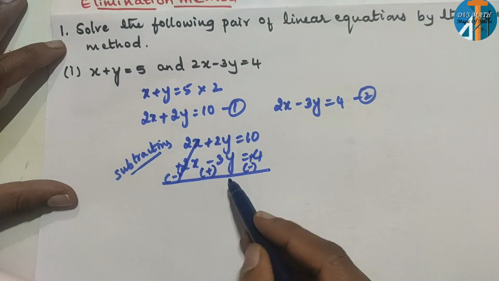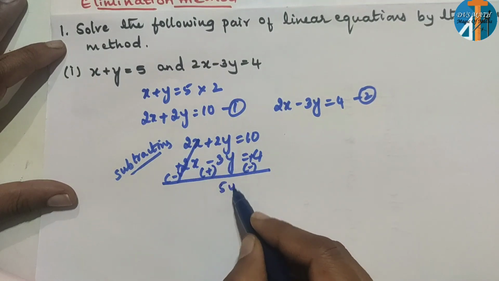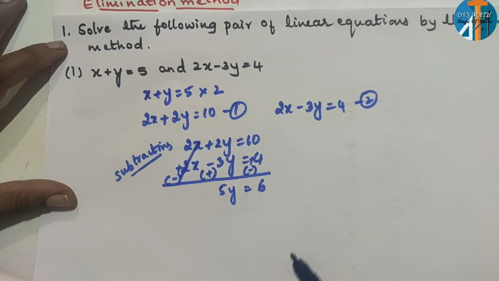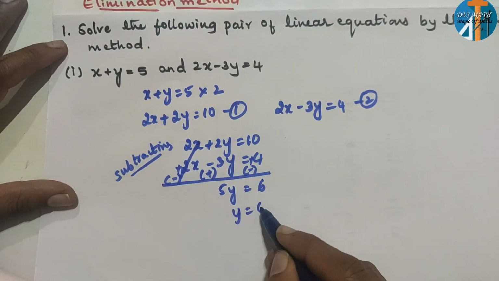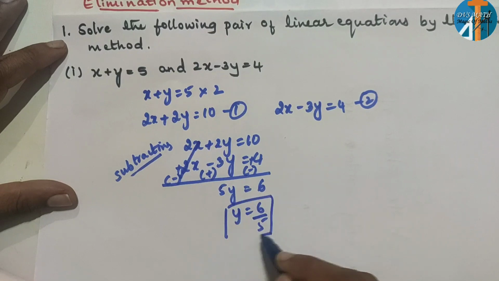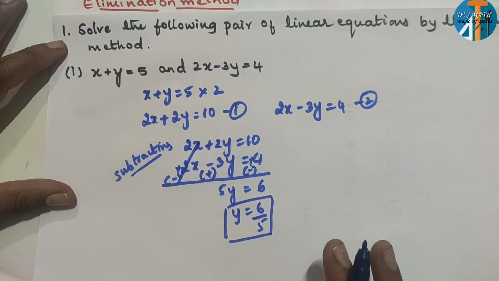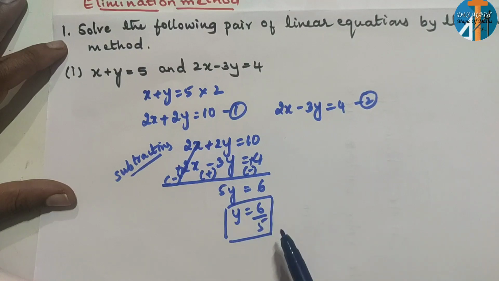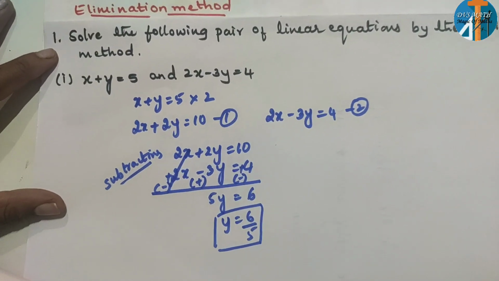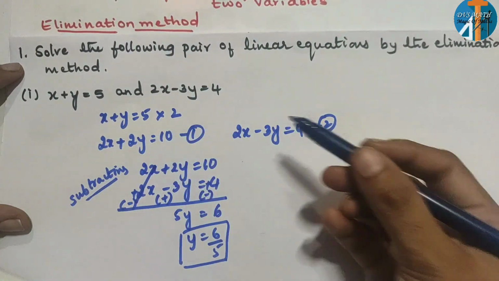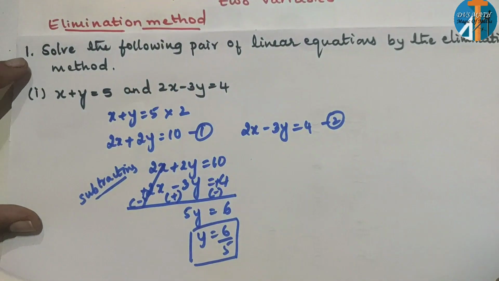Plus 2y plus 3y, and 10 minus 4 is 6. So y is equal to 6 by 5. And remember, here the variables need not be only whole numbers as you got in the substitution method, like 3, 2, 5, 6. They may be fractions also, like 6 by 5. Now let's go on to finding the x value. Take any one equation. Take the first equation only, without any multiplying.